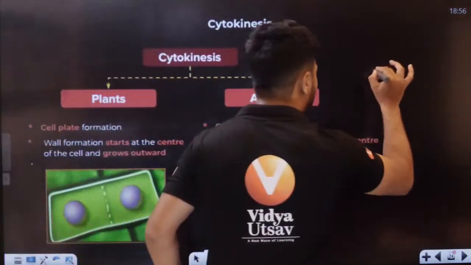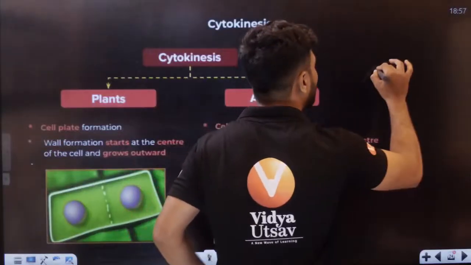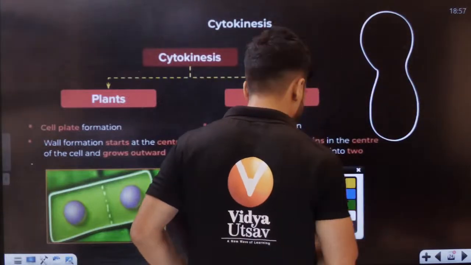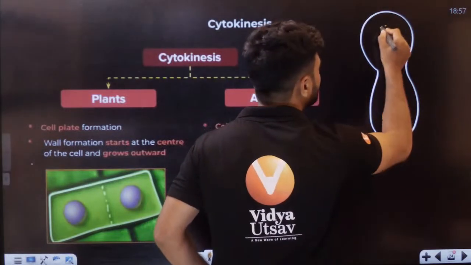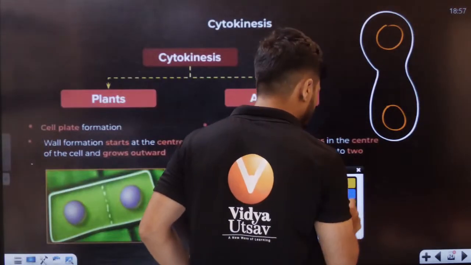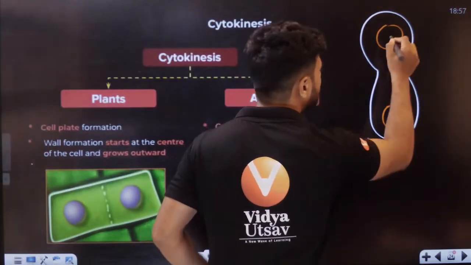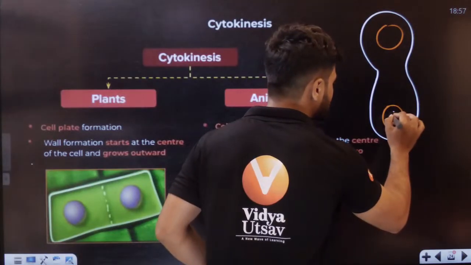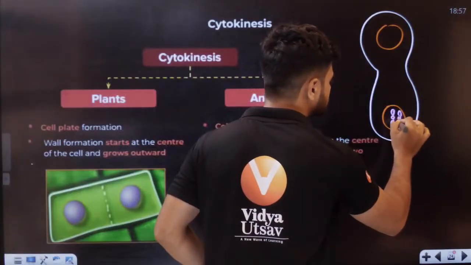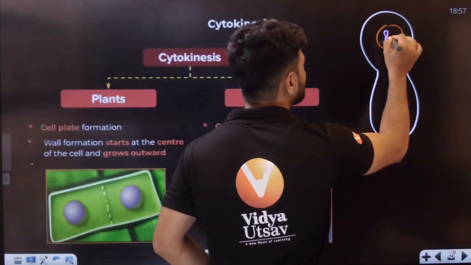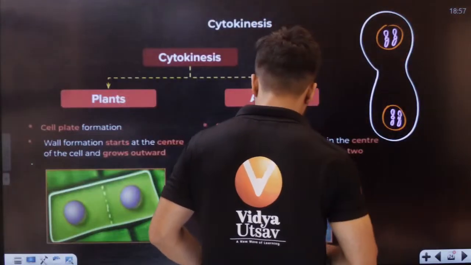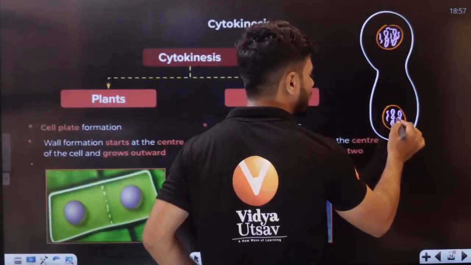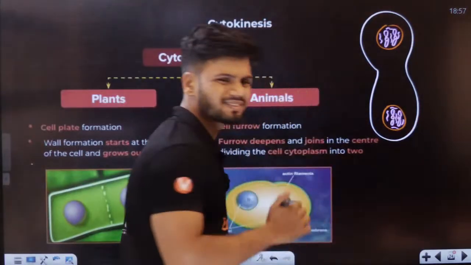So, let's say this is an animal cell right now. Here we have one nucleus, and here we have one more nucleus. Inside we have chromosomes with one chromatid each. Most of them are back to chromatin, the thread-like structure.